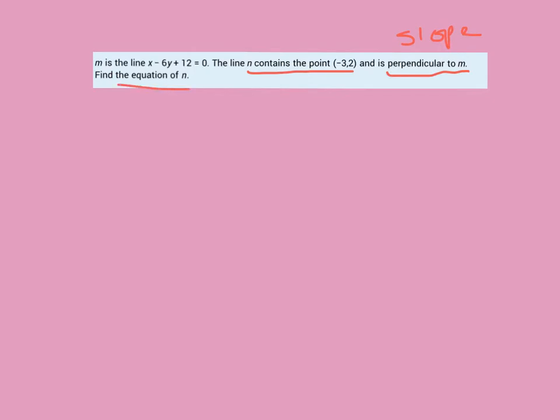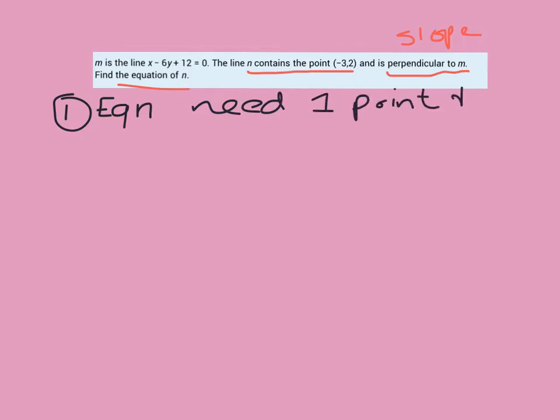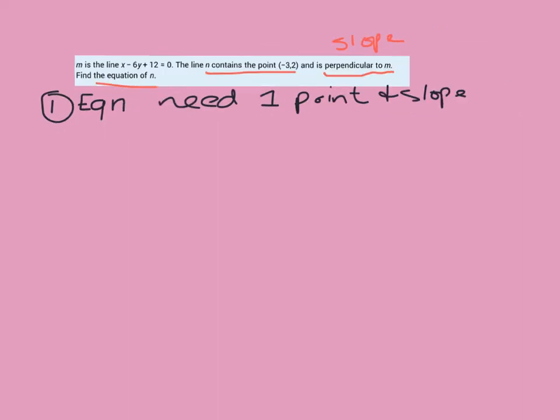So first of all, we know that to find the equation of a line, we need one point and a slope. So that's the first thing we need to know. So we can see here already that we have the one point, but we just don't have the slope.